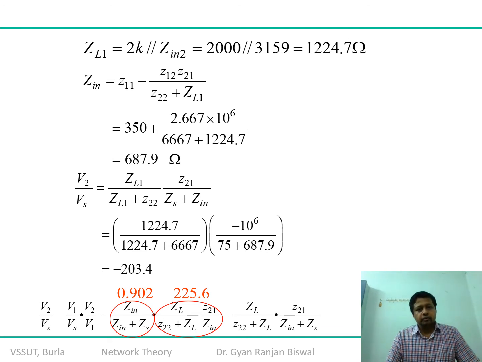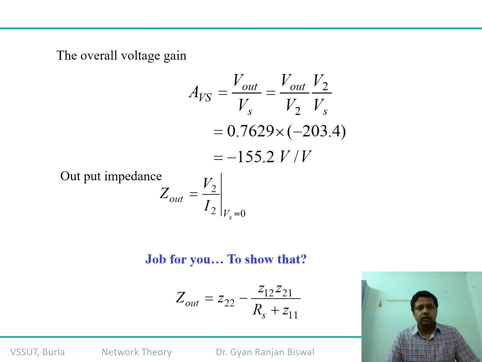If you take the product of these two, you ultimately get the ratio of your output voltage gain, which is Vout upon Vs, obtained from Vout upon V2, and V2 by Vs is already known to you. Your job, as mentioned here, is to show how you are going to achieve this standard reference equation, because this can be proven. That is out of scope of this particular problem, but I assigned it to you as an assignment problem.